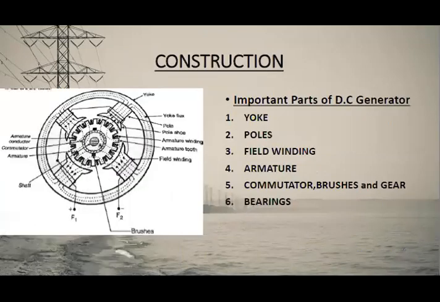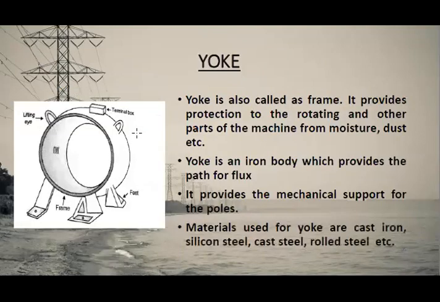And coming to the construction, already in the DC motors concept, in the DC machine, I explained the construction of DC machine there. Once again, see here, these are the yokes, poles, field winding, armature, and commutator, brushes, and bearings. So yoke is this part, yoke is called as a frame.